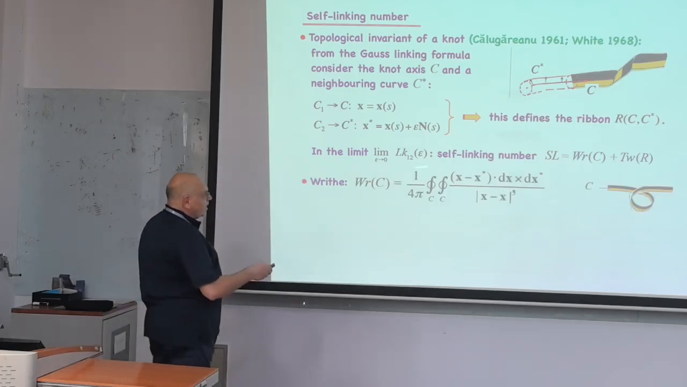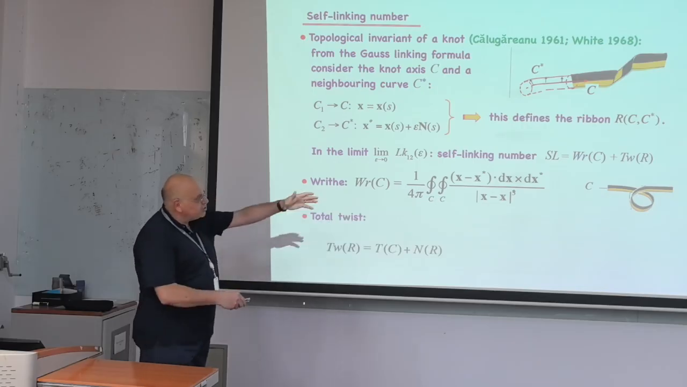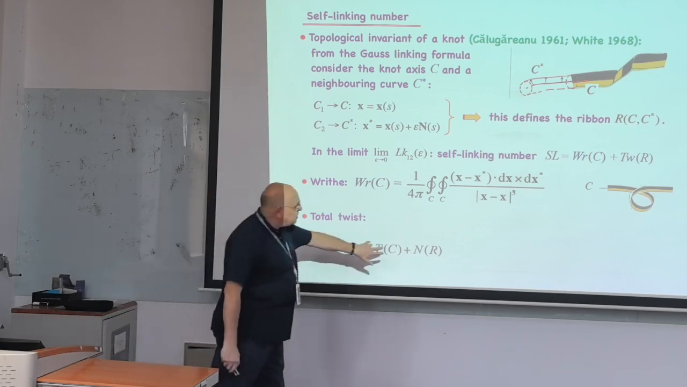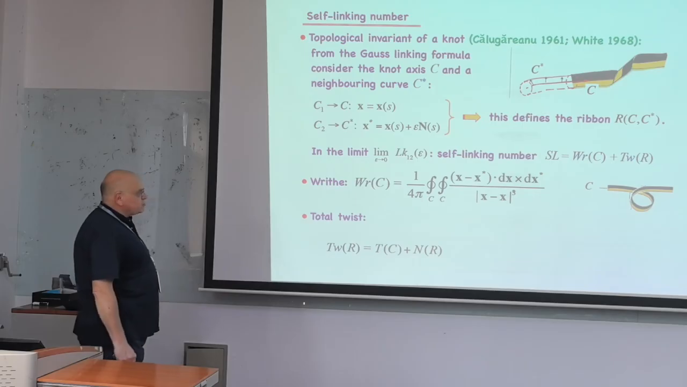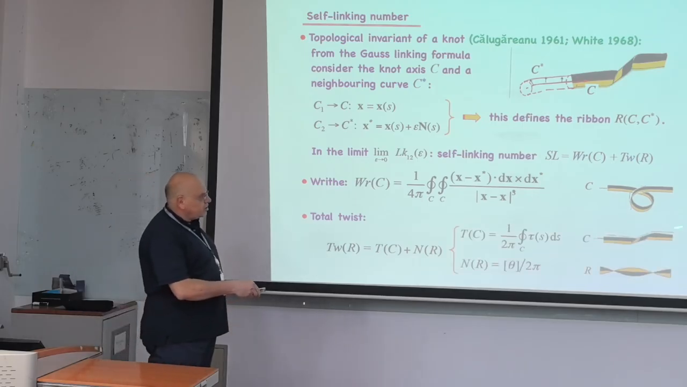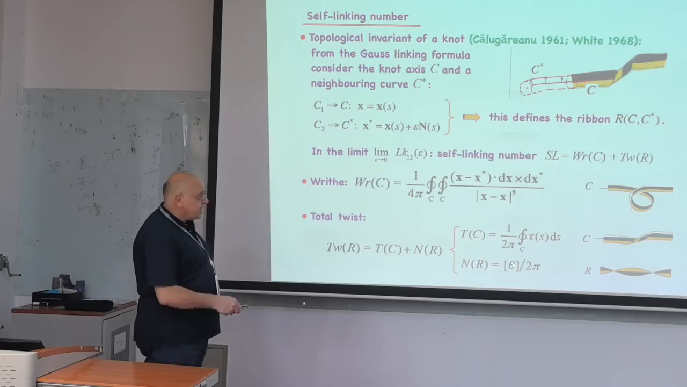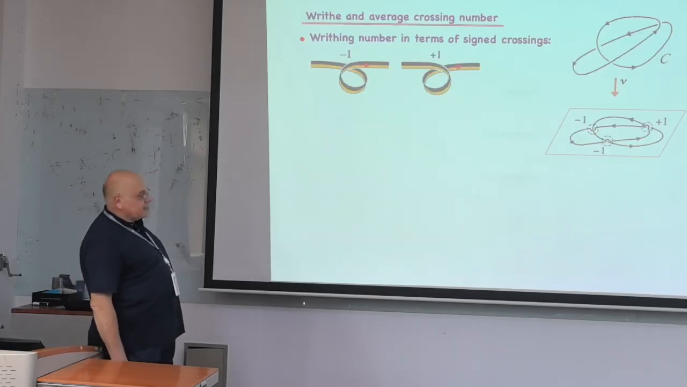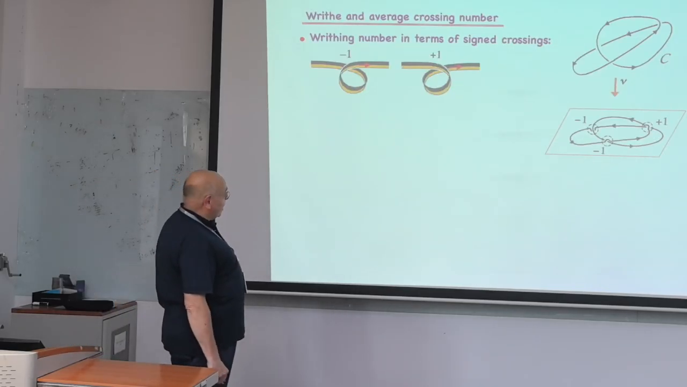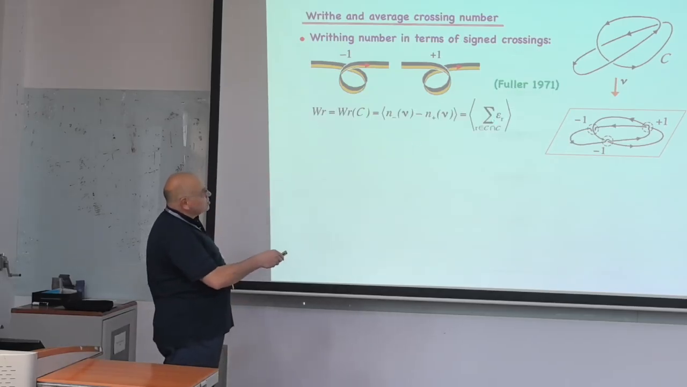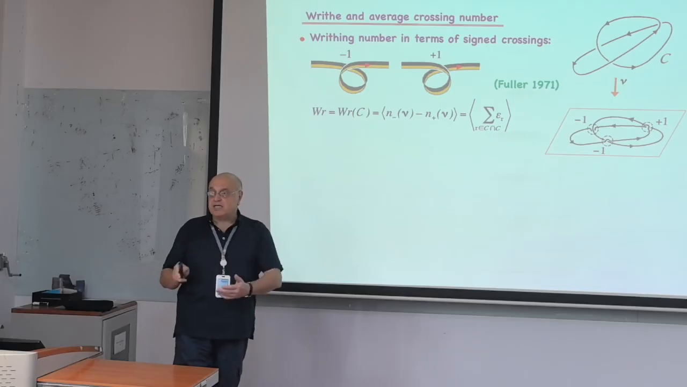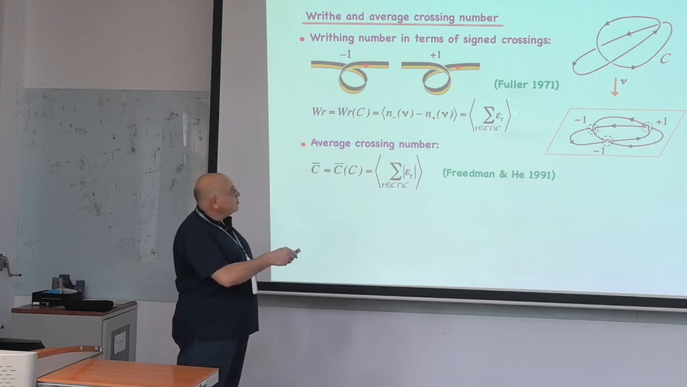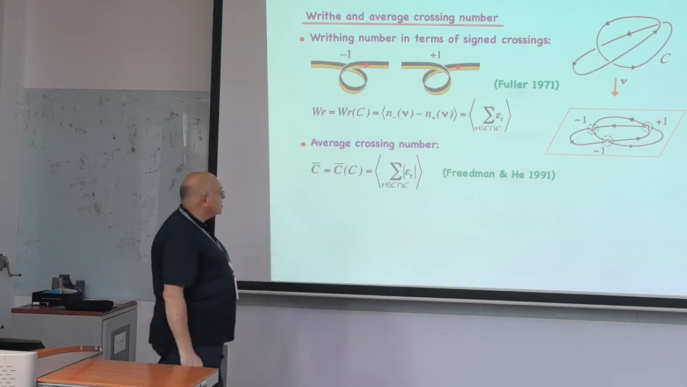One quantity is this one, writhe, which measures the coils of the ribbon in space, and the other one is the total twist, which can be further decomposed in geometric terms: the total torsion of the curve normalized by 2 pi, and the intrinsic twist of the ribbon around the axis. Similarly, as we did for linking number, the writhe can also be written in terms of a summation over algebraic crossing signs, so plus and minus. But because it's not topological, we have to average over all possible directions.